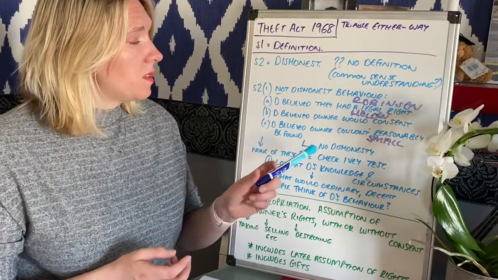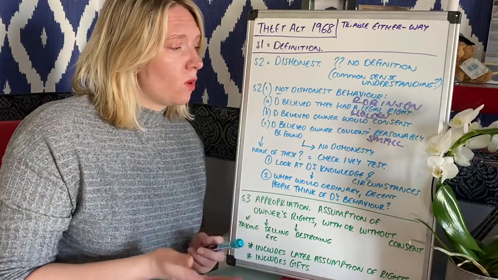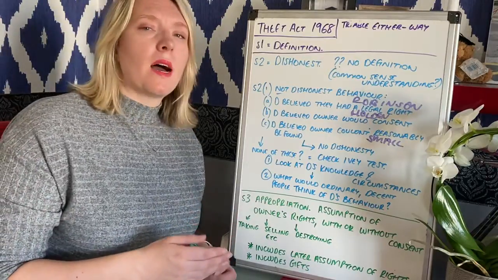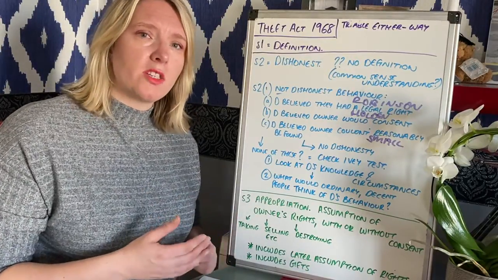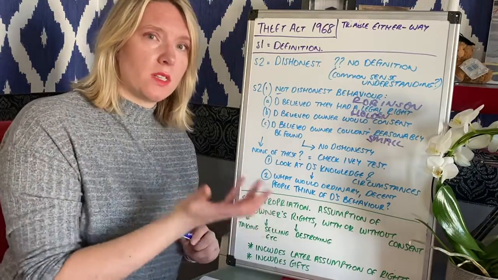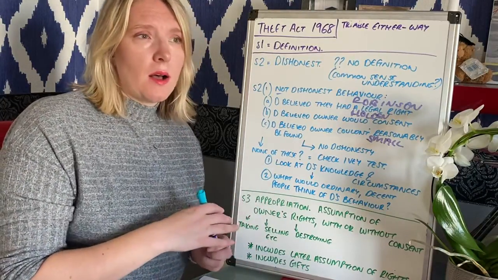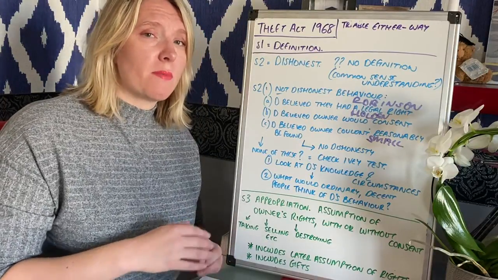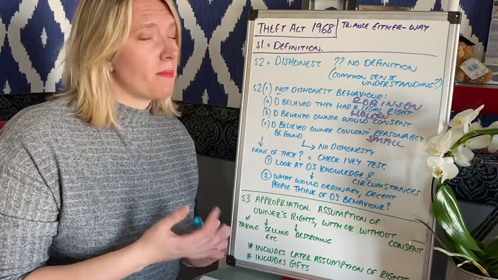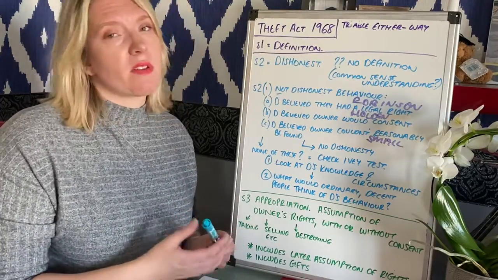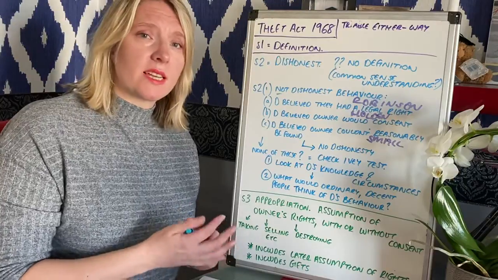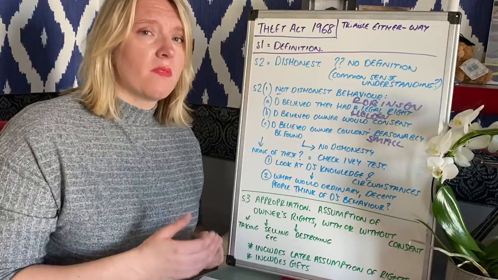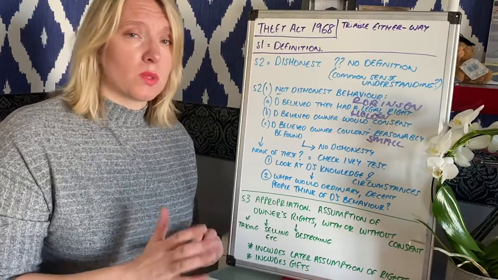Now, if one of these exceptions applies, then the law says they aren't being dishonest, so therefore it can't be theft. If none of those apply, though, we're still in the same situation where we're struggling to judge whether this person's behaviour is right or wrong. We used the Ghosh test until very recently. This has now been overruled or taken over, I should say, by the Ivey test from the case of Ivey versus Genting Casino. So that was originally a civil case, but it has been confirmed in R versus Barton and Booth in 2020 that we should be using the Ivey test from now on. So that's what we're going to use.